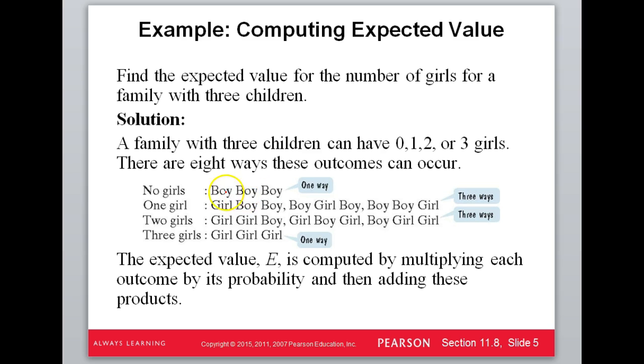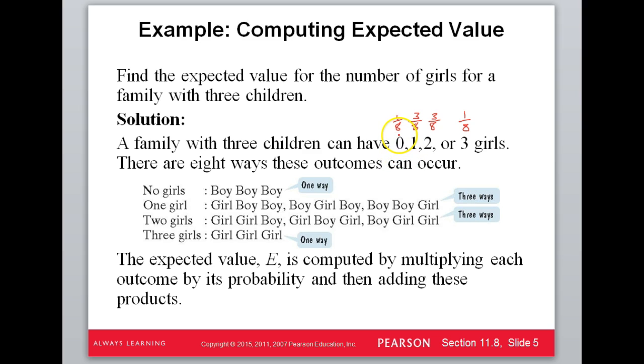So if you count them up, there's 1, 2, 3, 4, 5, 6, 7, 8. So no girls, or 0, that's 1 out of 8. 1 and 2 are both 3 out of 8 probabilities, and then 3 again was 1 out of 8. So you add all these up. Remember that all the possible outcomes have to add to 1, and you get 6, 7, 8. So they do add to 1.